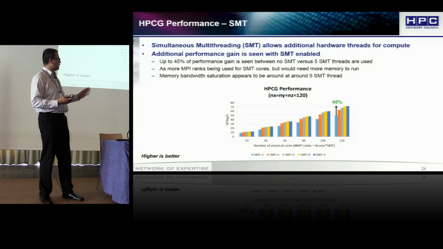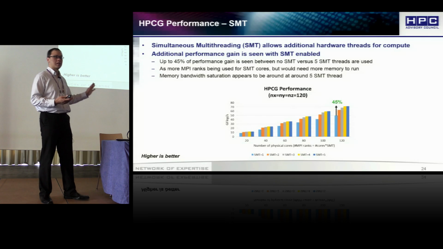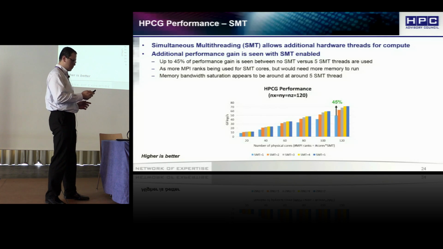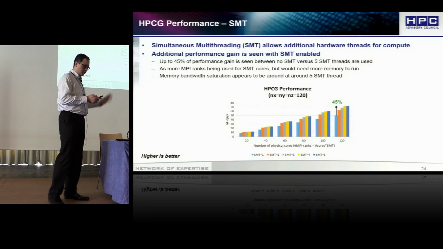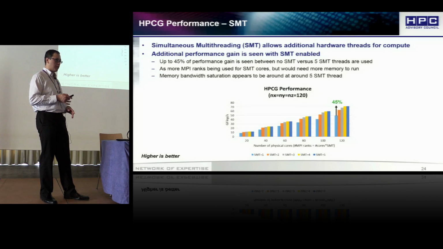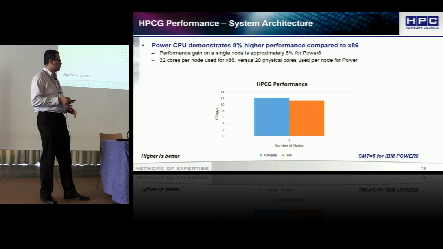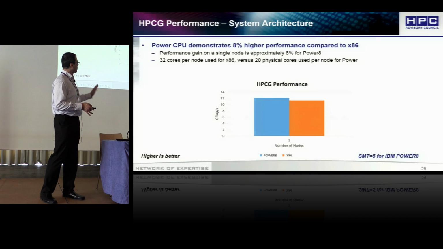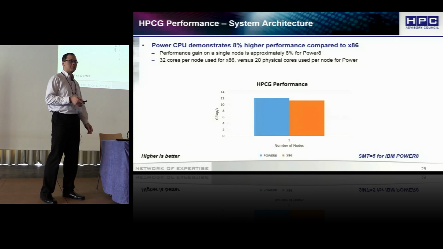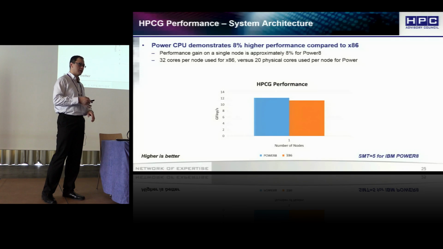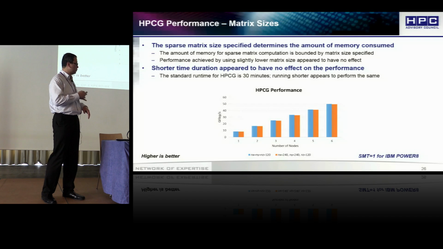So it appears that we are able to use the last bit of the performance when we use SMT 4. So rather than using only one hardware thread, we get about 45% better performance by getting more cores into use. On a single node basis, this is what we are looking at compared to the x86 side. We do see a slight improvement, about 8% performance gain, by using IBM versus the x86, with the SMT 4 that we have shown you in the previous slide.